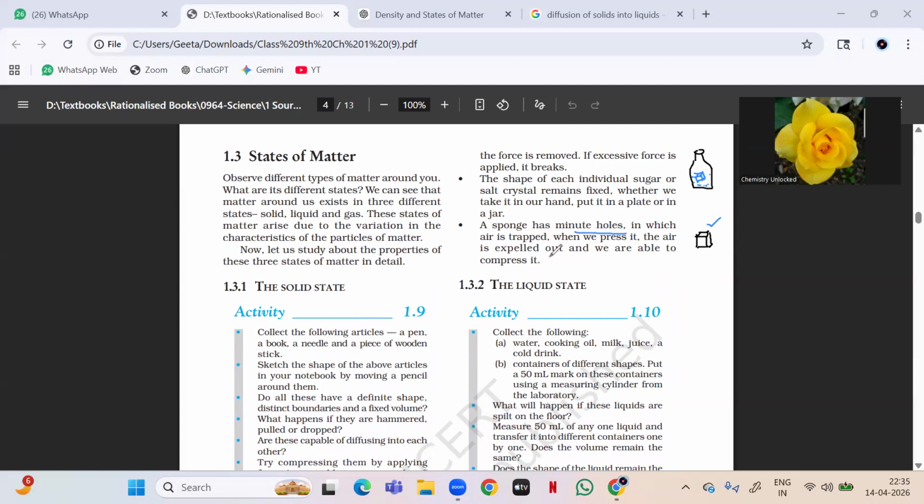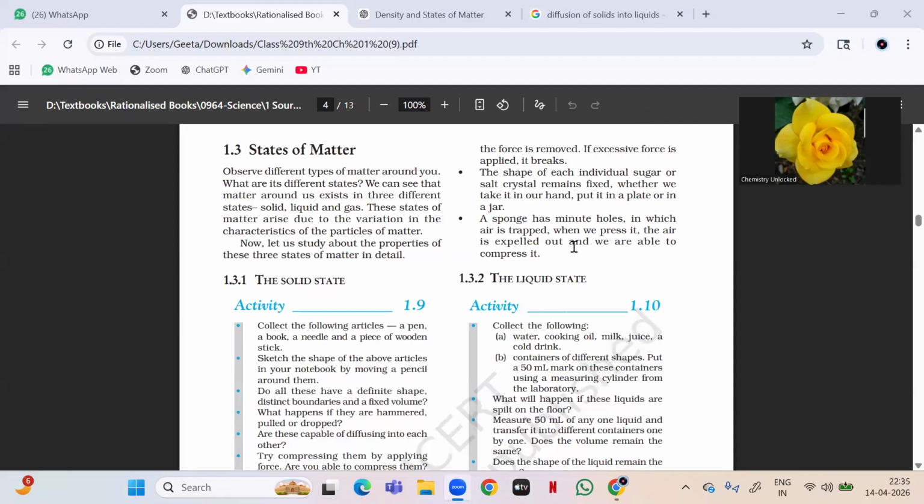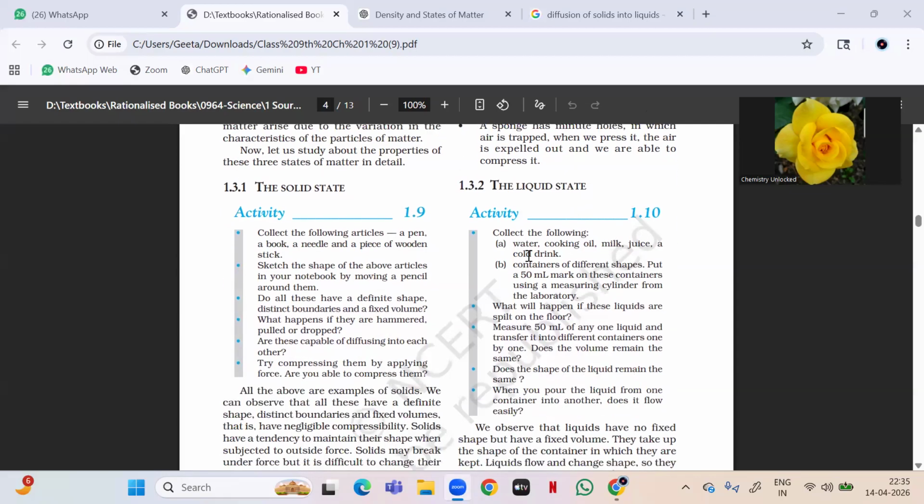And a sponge has minute holes in which the air is trapped. That is why it is easily compressible. So I hope these activities for solids are clear. Now activity 1.10 similarly talks about the properties of liquids. In this experiment, they have taken some liquids like water, cooking oil, milk, juice, etc., and they try to put them in different containers.